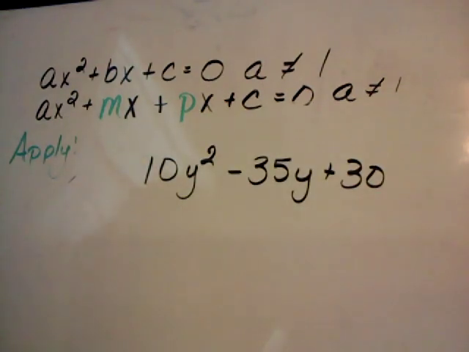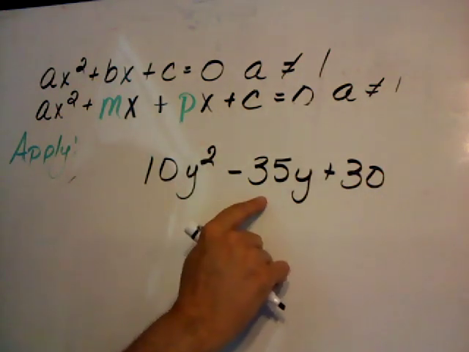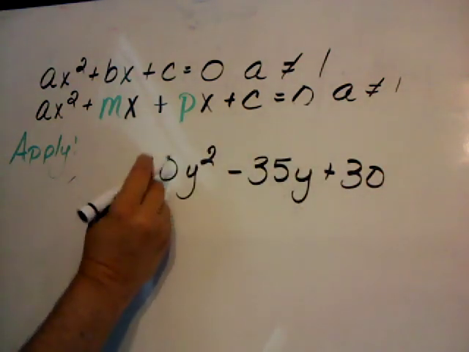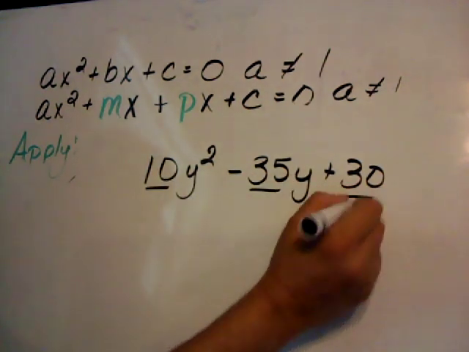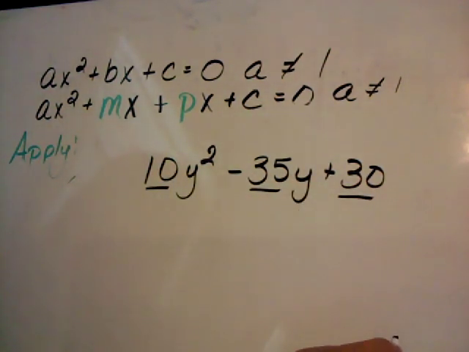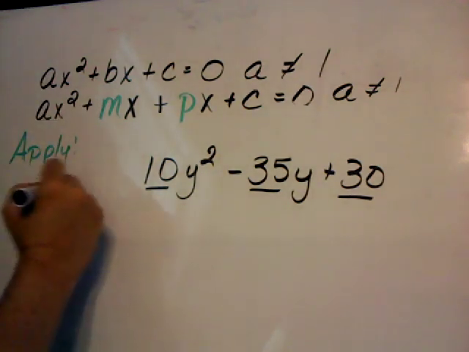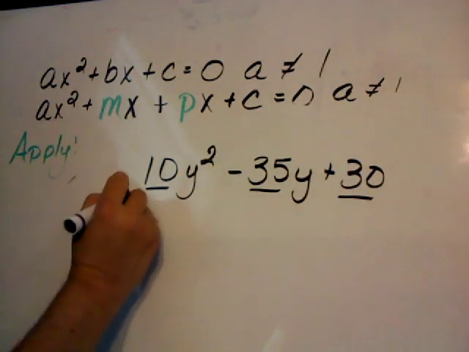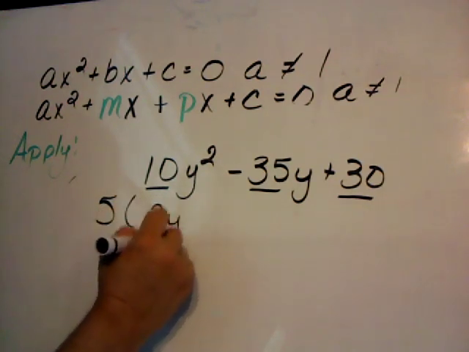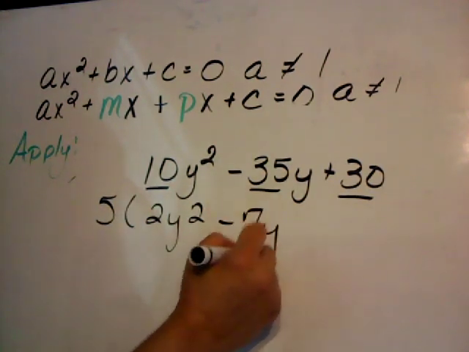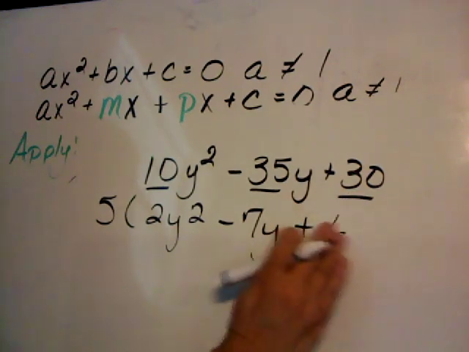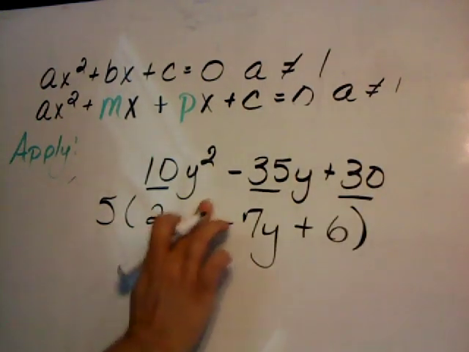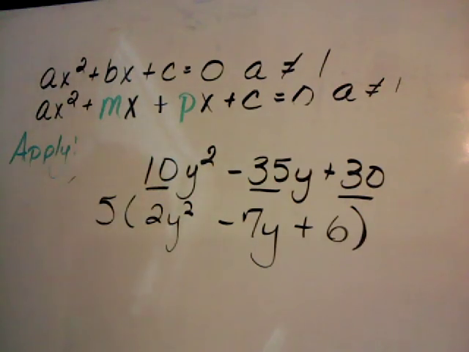Okay, let's look at 2b. 10y squared minus 35y plus 30. Well, the first thing I see is I need to pull out or factor out a 5 to make this simpler to work with. We talked about that in a previous problem. So I'm going to pull out a 5, leaving me with 2y squared minus 7y plus 6. Let's make this look more like a square, because that makes my problem much simpler to work with.